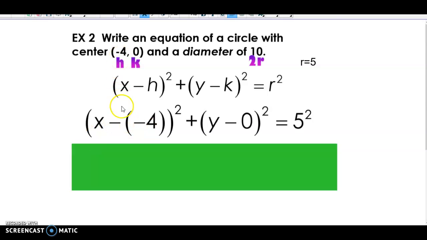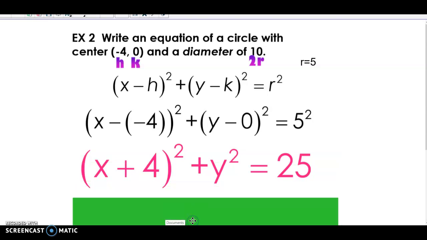Now again, we have to change signs. We had that minus minus, so that gives us the +4. If I have y minus 0, I don't have to write it because subtracting 0 doesn't change what y is. And then we have 5 squared, so with 5 squared, we end up with 25. So the equation of our circle is x plus 4 squared plus y squared equals 25.